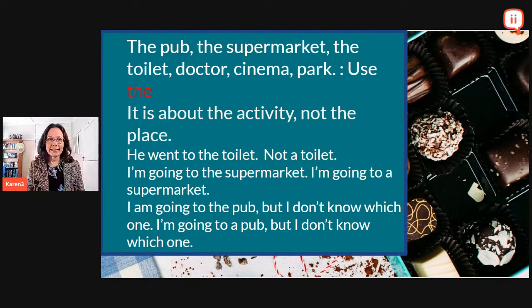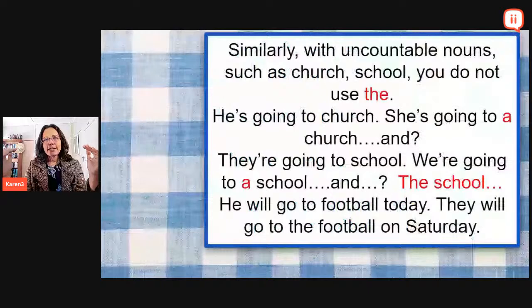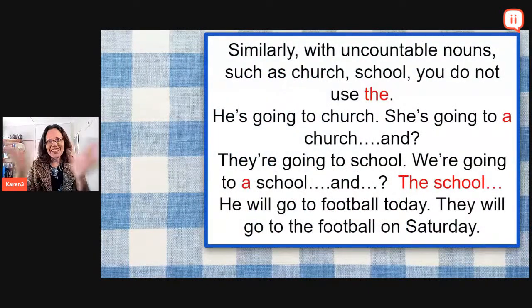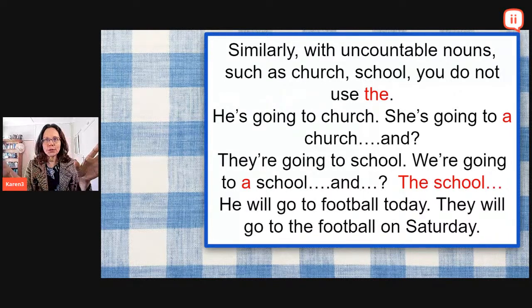Let's go on to the next section. Now we're going to do something totally different. It's totally opposite, okay? So with uncountable nouns, like church and school, again, you don't use the, but you're talking about the activity. Those ones I mentioned before, on the previous slide, you use the. With uncountable nouns such as church or school, in this sense, church is uncountable. You can have six churches, yes. You can have six schools, yes. But in this sense, church is uncountable because it's talking about an activity, okay?